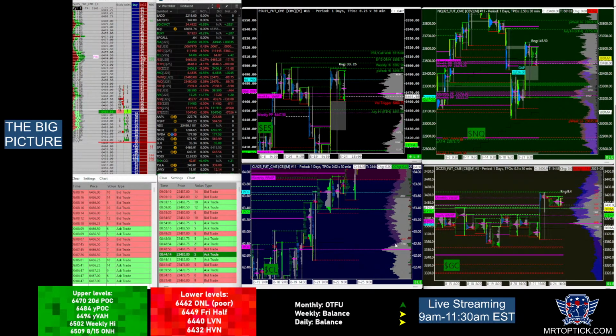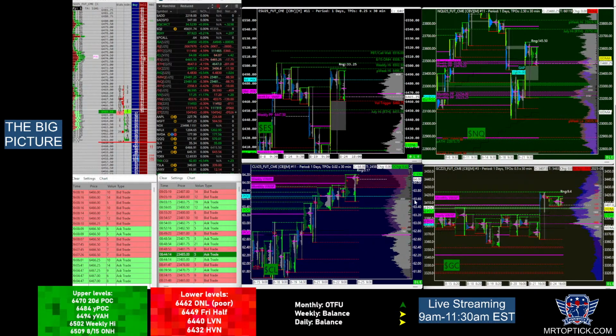But remember, if we fail to hold above this, then we are likely to come back through this distribution, but it looks like we might shift value higher, and we might shift this 20-day point of control up here at 63.40. So see if that holds, if we are not able to make new highs there.